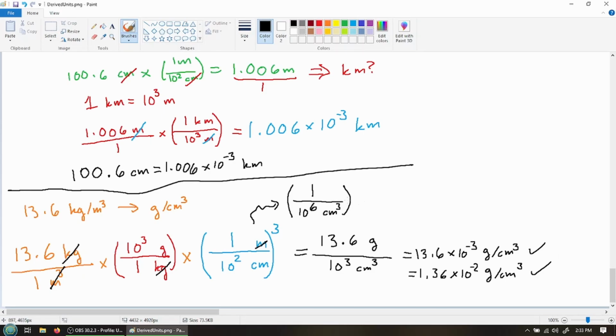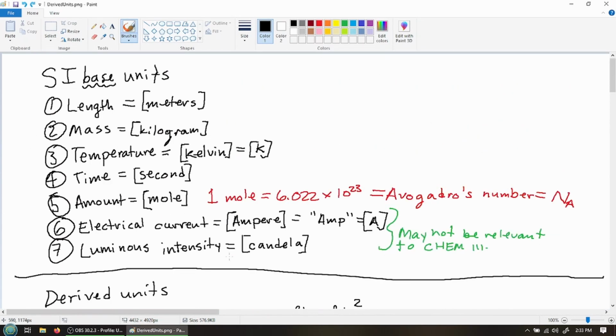But you see how we started out with something in kilograms per meter cubed, and to get rid of the meters cubed bit, we really had to be careful to cube the entire conversion factor. Okay? So this is a little primer on derived units and base units. I'm going to take this and upload this. This will be the first of our little modules.